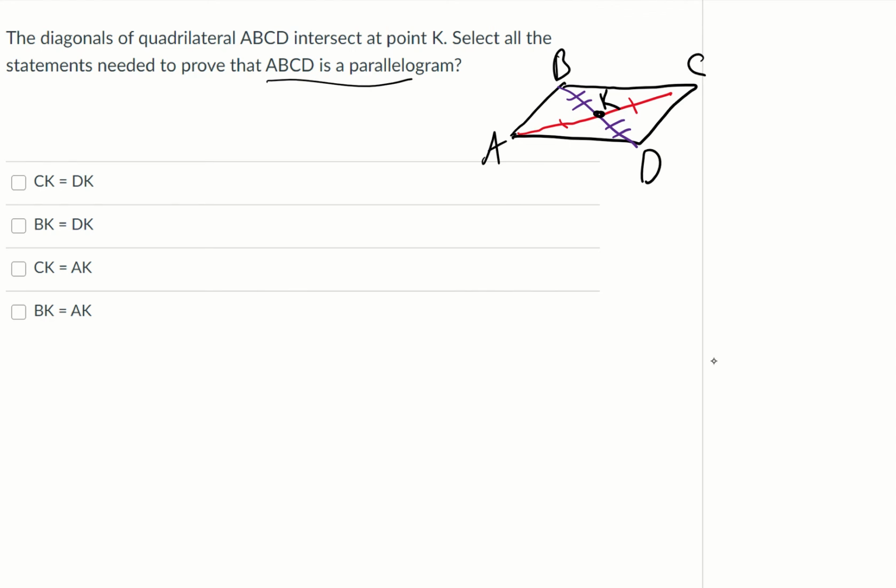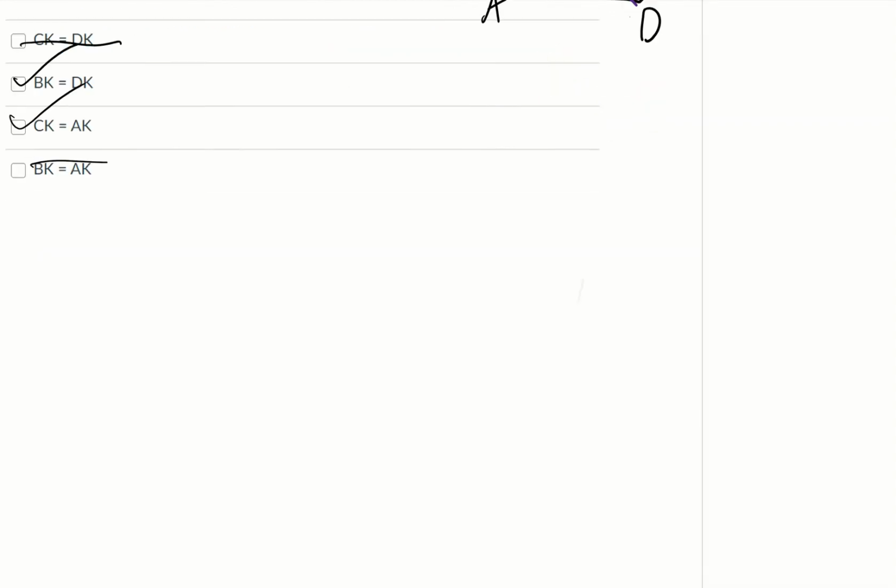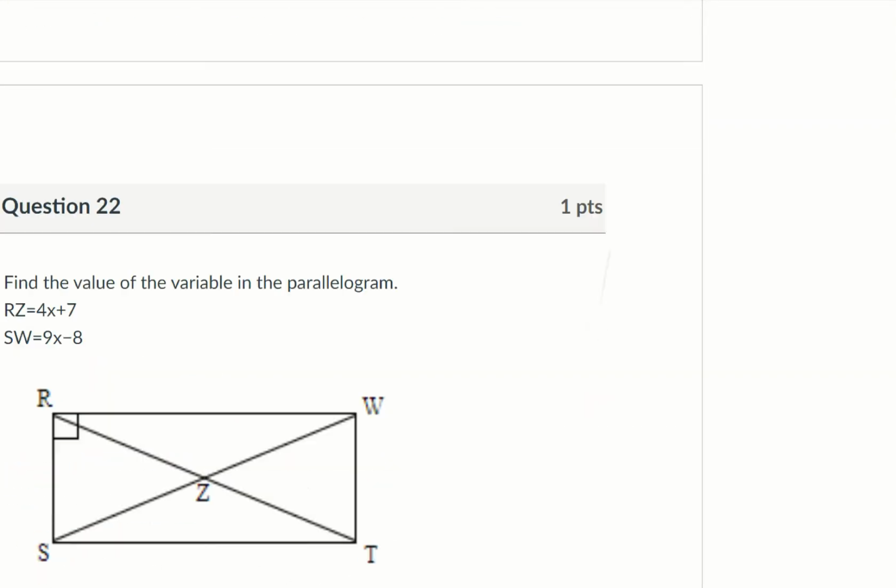So it says CK is equal to DK. That is not true. The purple part is not equal to the red part. So this is not true. BK equals DK. Those two purple parts are equal. CK equals AK, those two red parts are equal. And BK equals AK, again the purple and the red are not equal. And that will make it a parallelogram.